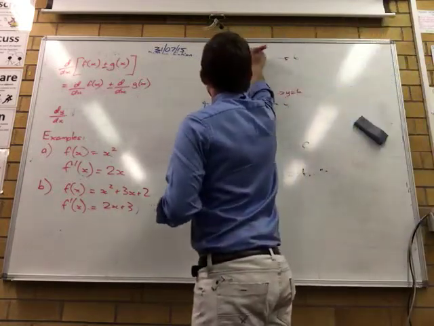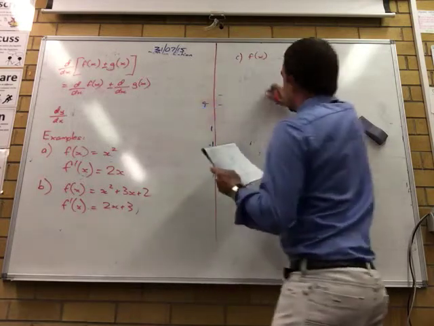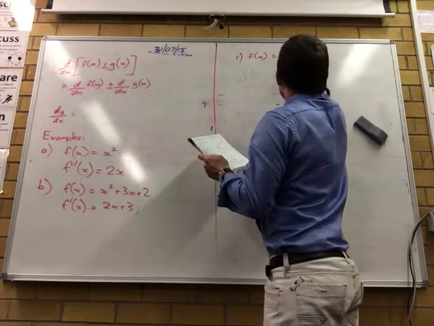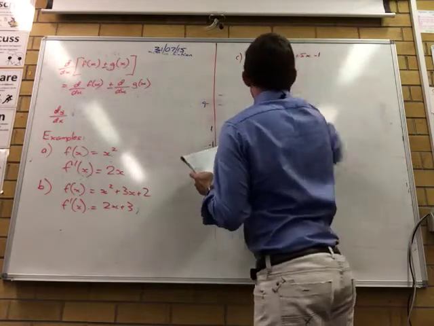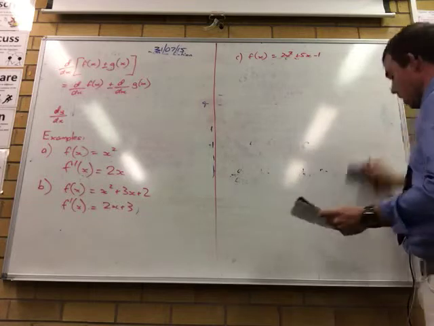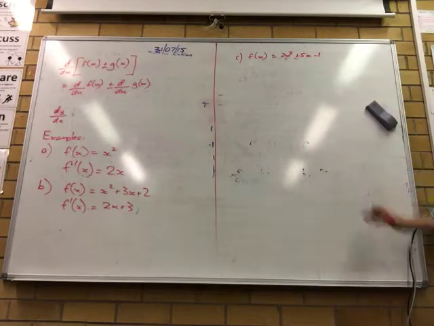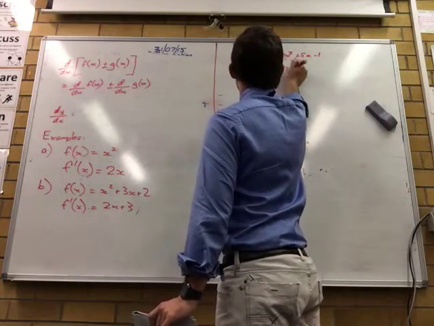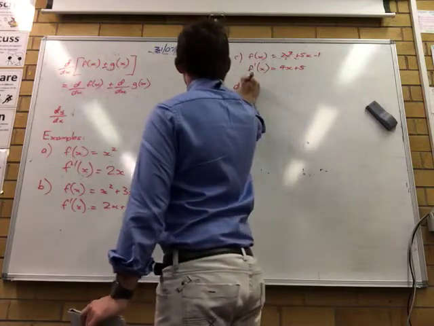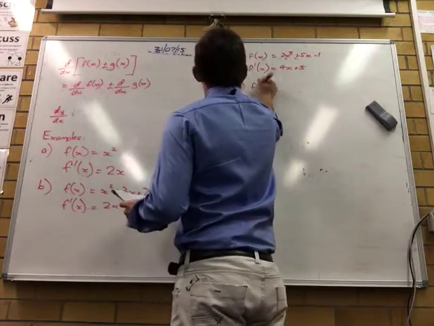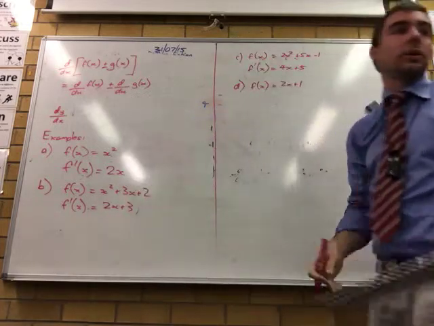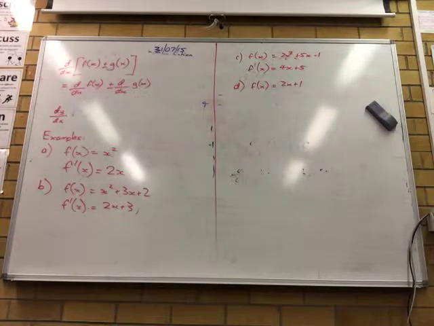C, f of x is 2x squared plus 5x take away 1. Both. That would be 4x plus 5. Good. And D, f of x is 2x plus 1. Kyle, f dash of x is?